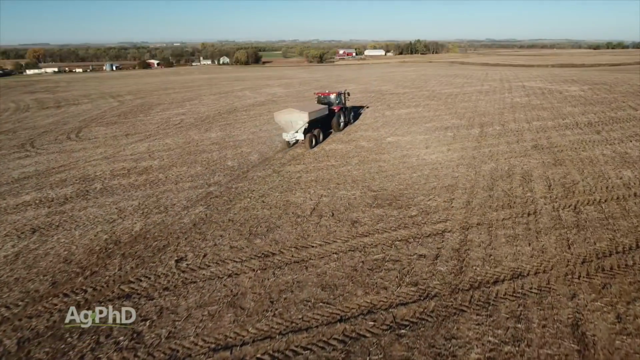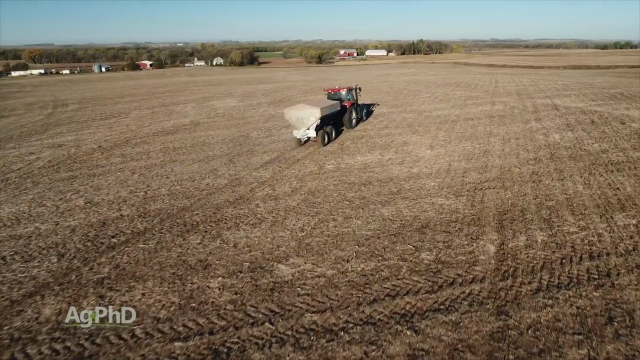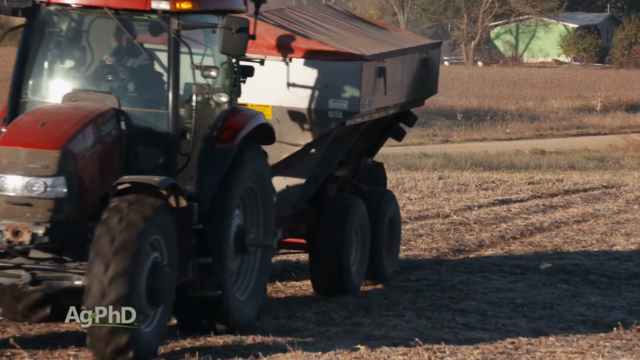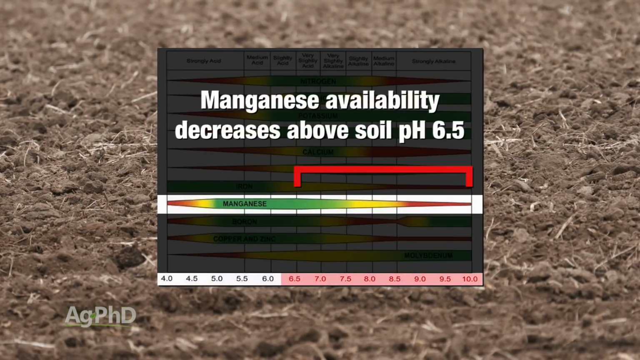So it's not just about, hey, I applied a bunch of manganese, now I'm set. Well, where's your pH at? Where did you put that manganese? Is it in a form that's going to be available? You've got to ask yourself those questions. With manganese, for example, once you get above a 6.5 pH, you'll see the availability really start to drop off.